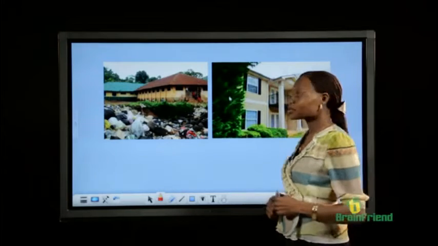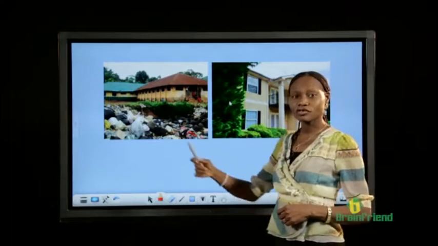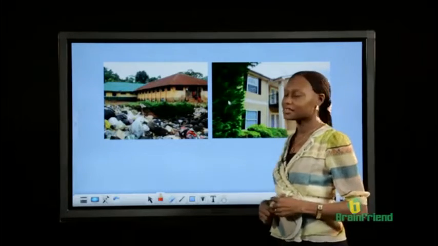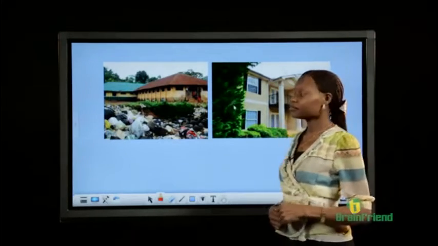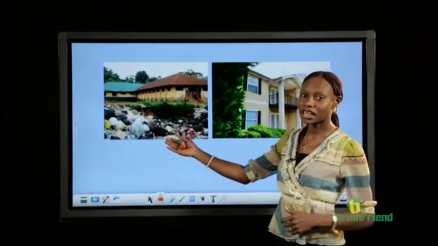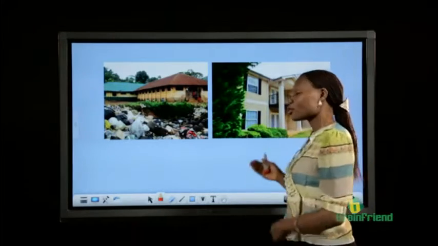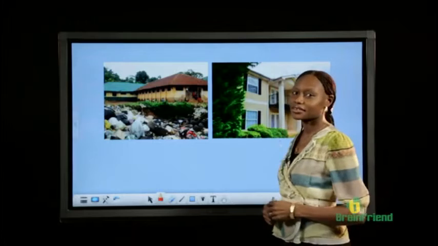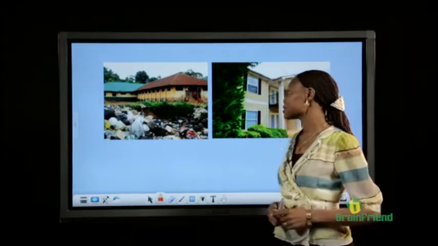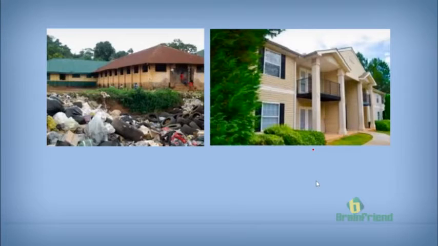If you were asked to pick in which of these environments you would like to live, which of them would it be? Would you like to live in this environment or in this environment? I like to live in this environment. It looks clean, it's peaceful, and I'm sure I'll be healthy staying here.